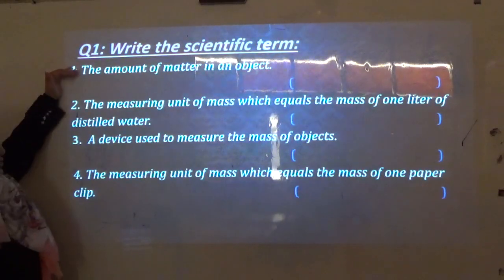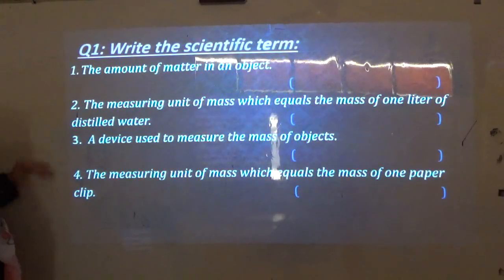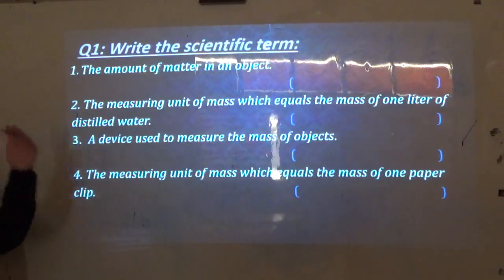So try to write this question and answer it. And for any question, you can ask your class teacher.